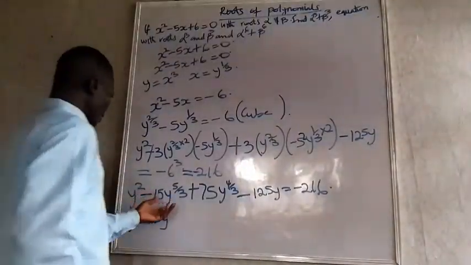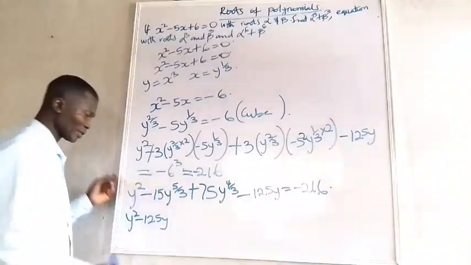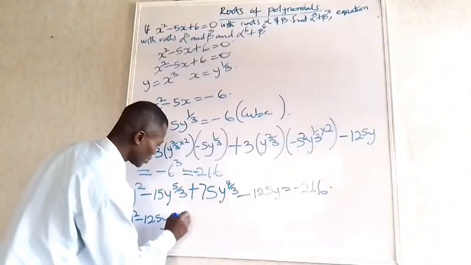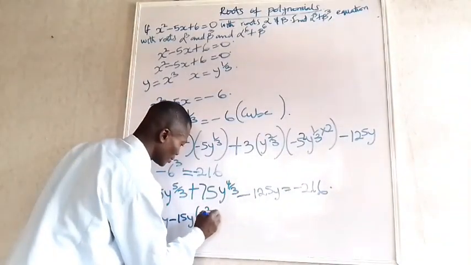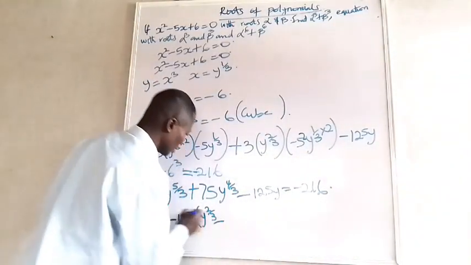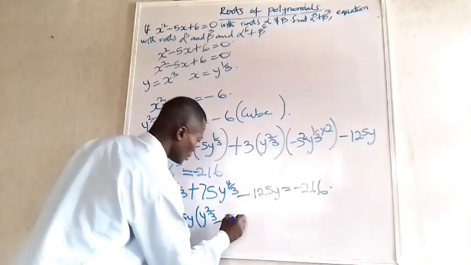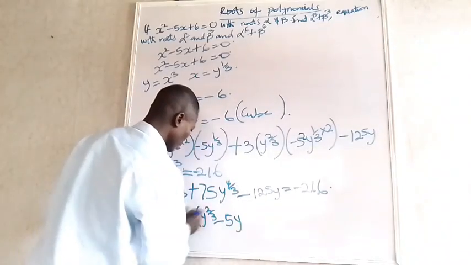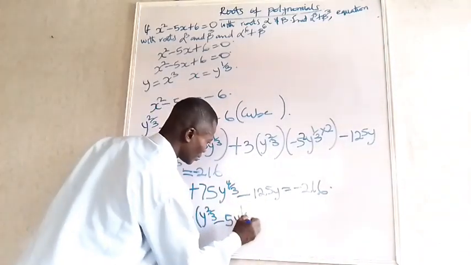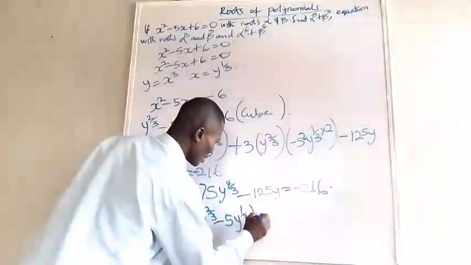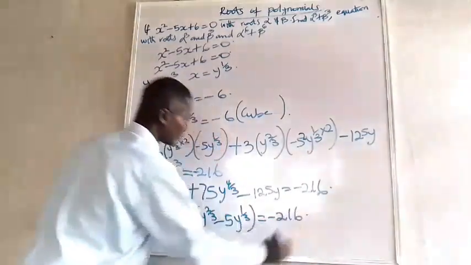If you look at this, I can bring out 15y out of it. So I'm going to have minus 15y into y raised to power 2 over 3 minus 5y raised to power 1 over 3 is equal to minus 216.